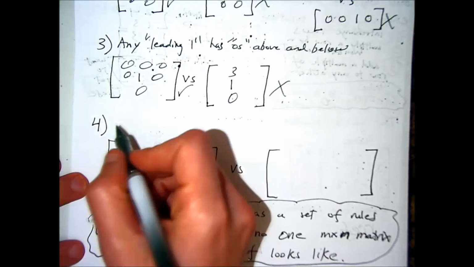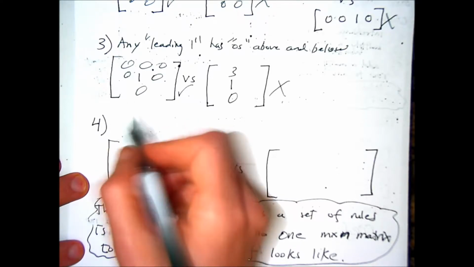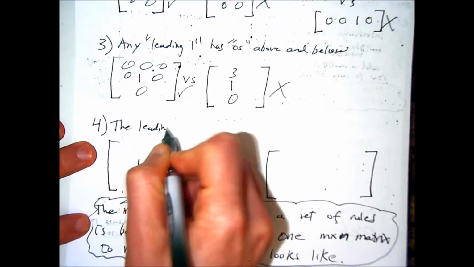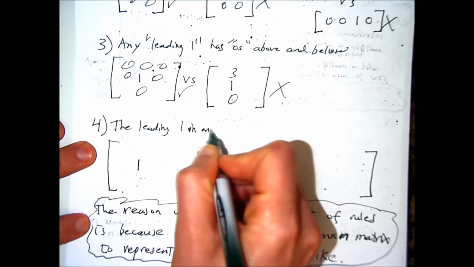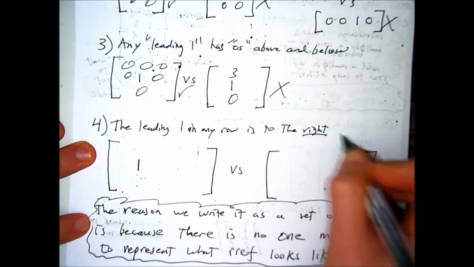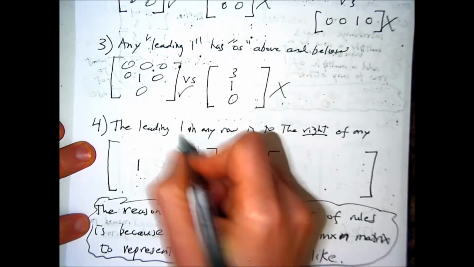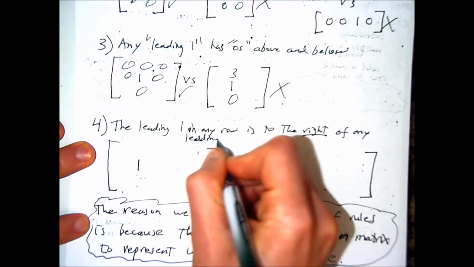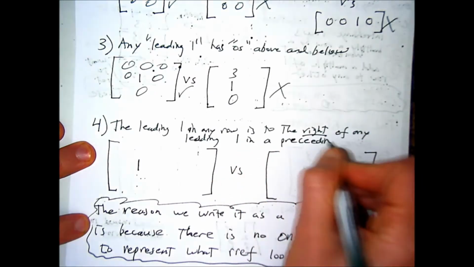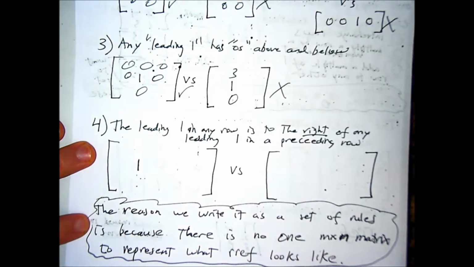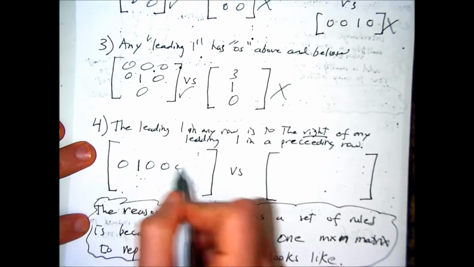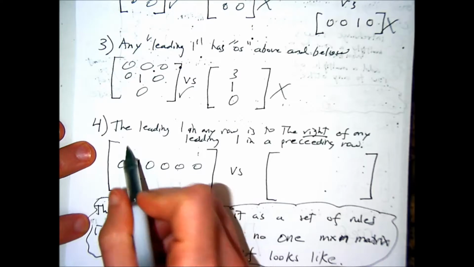Number 4, the leading 1 is to the right of any leading 1 in the preceding row. Preceding meaning above. So if this is a leading 1 in this row, then it must be to the right of a leading 1 here.